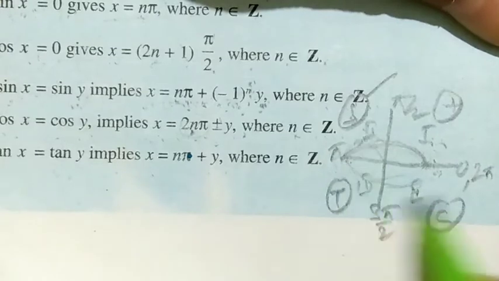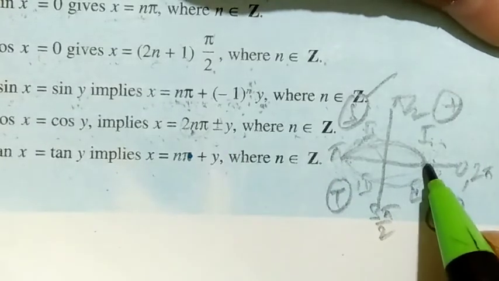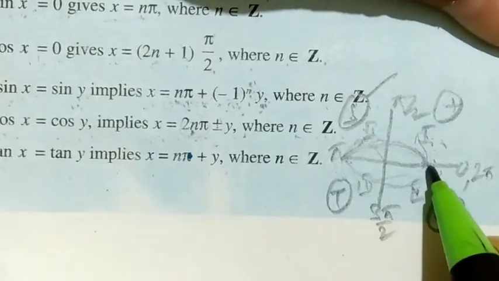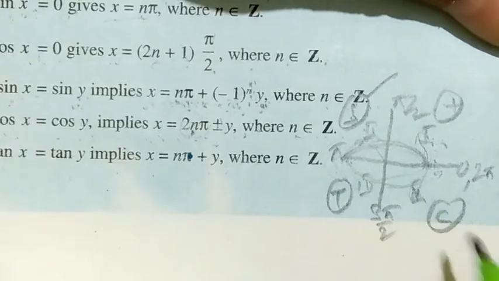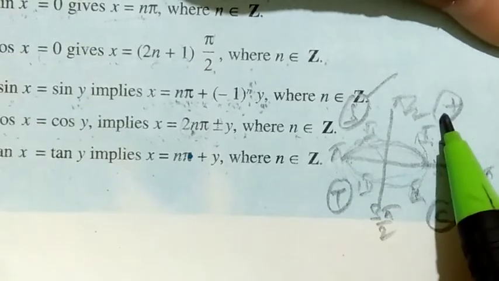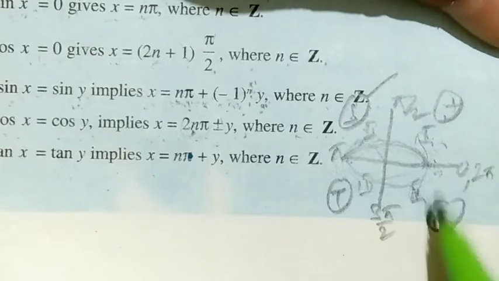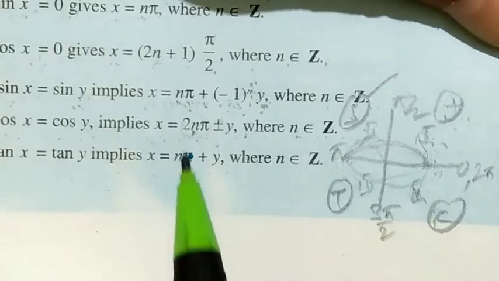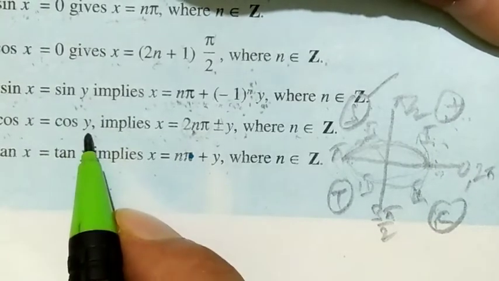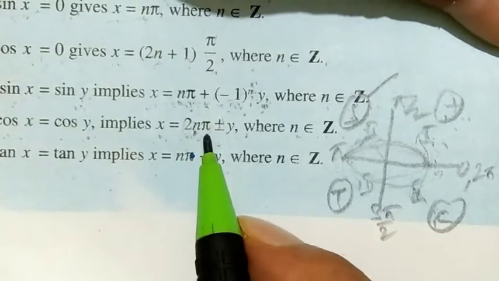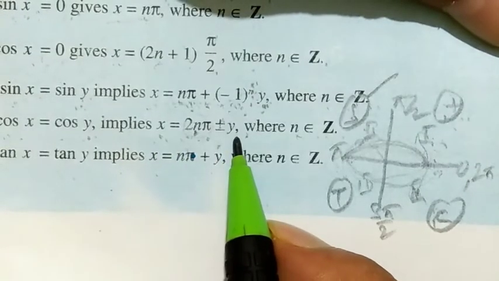Means after this round, this plus or minus y. This plus y goes in first quadrant. Minus y goes in the fourth quadrant. So in first and fourth quadrant, cos is positive. That's why here cos x equals cos y, so x equals 2n pi plus minus y.